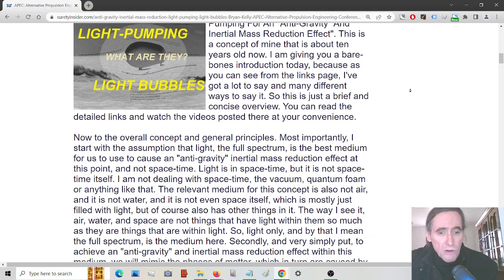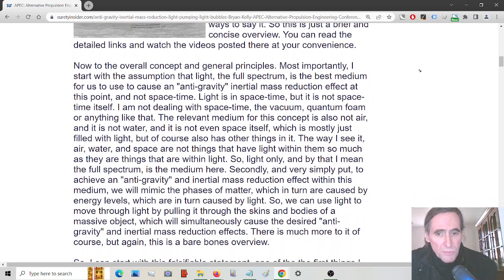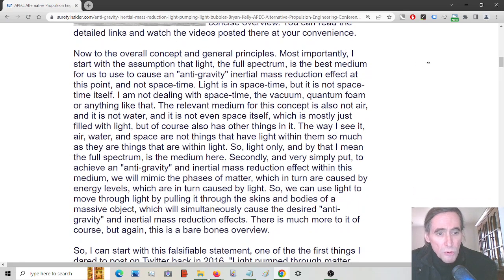Now to the overall concept and general principles. Most importantly, I start with the assumption that light, the full spectrum, is the best medium for us to use to cause an anti-gravity inertial mass reduction effect at this point, and not space-time. Light is in space-time, but it is not space-time itself. I am not dealing with space-time, the vacuum, quantum foam, or anything like that.